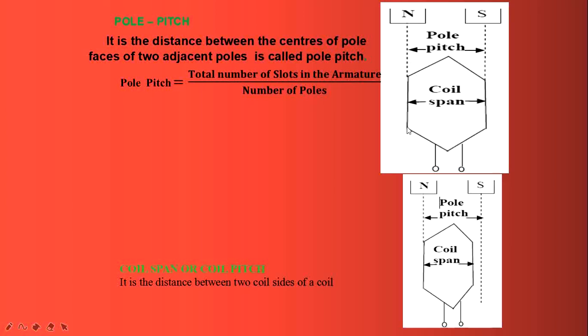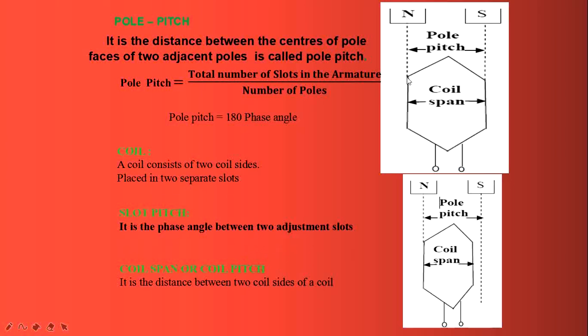Whenever the coil span distance is equal to this pole pitch, then it is called a full pitch coil. This pole pitch is equal to 180-degree phase angle. A coil consists of two coil sides. This is one side, this is the other side. The slot pitch is the phase angle between two adjacent slots. Coil span or coil pitch means the distance between two coil sides of a coil. This is the coil span or coil pitch.